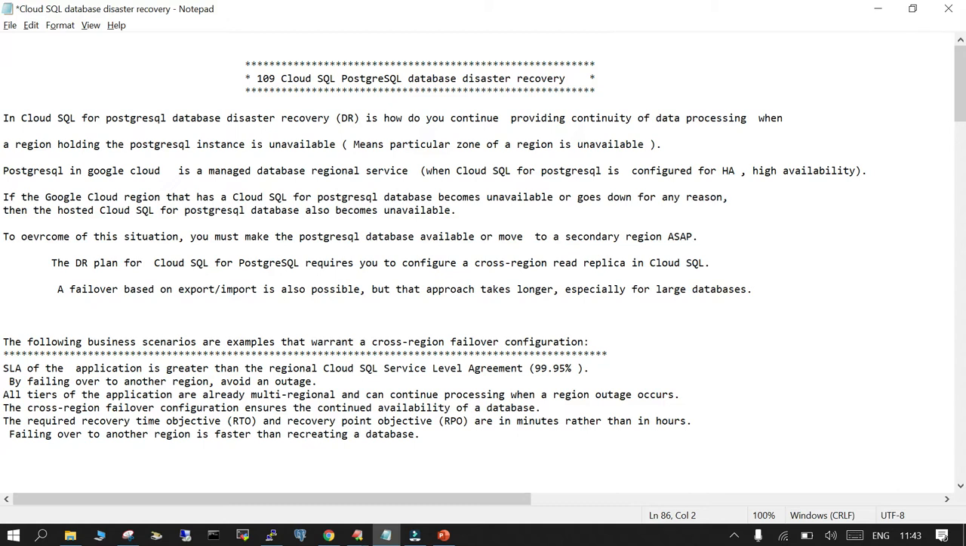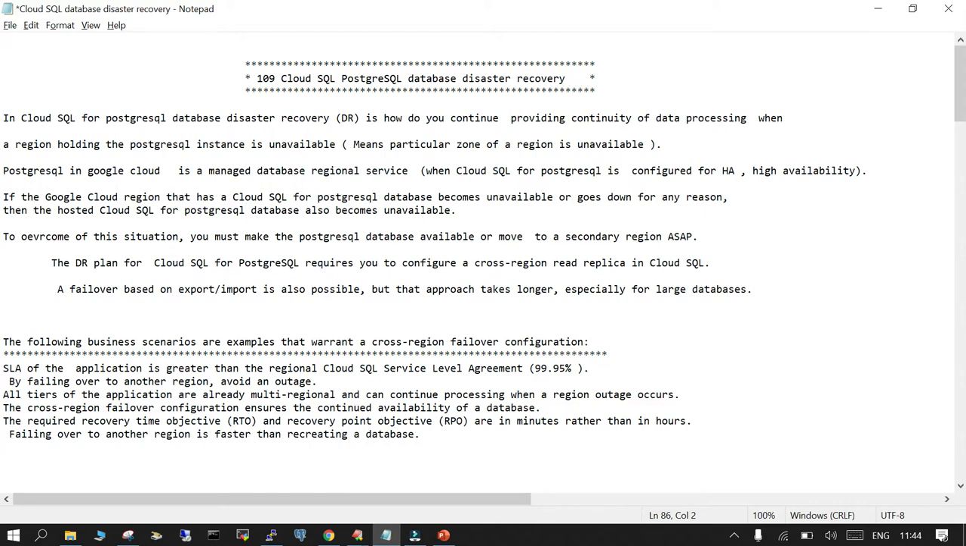So there are a couple of scenarios wherein we can talk about the cross-region failover configuration. It all depends upon the SLA. If the SLA of the application is greater than your regional Cloud SQL SLA, which is 99.5 percent, then by failing over to another region, you can avoid an outage. So you need to configure your PostgreSQL high availability in such a way that the other region is available for you to give the managed instance.